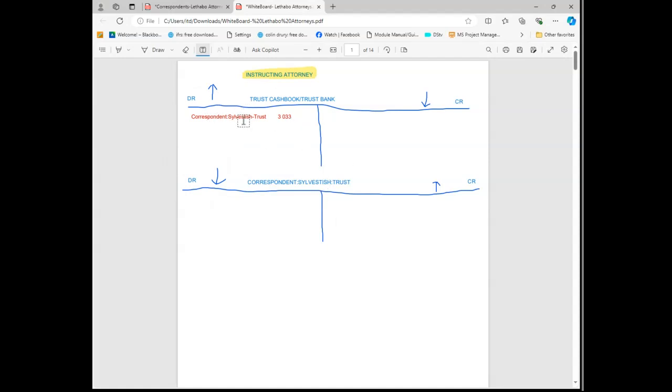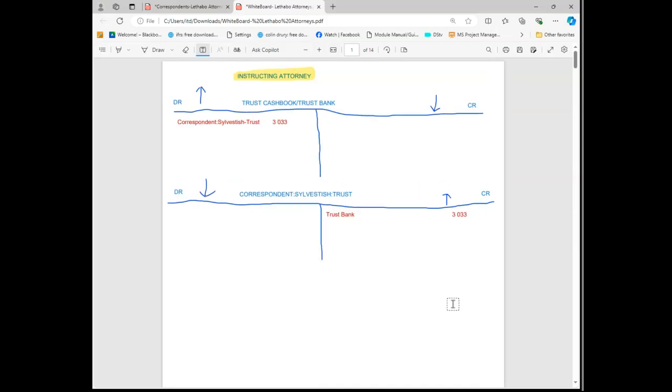At the same time, you go to the opposite side. You just have to show that you got the money there, and that money is in the trust bank or trust cash book. And then you can just write 3,033. Easy, as you can see. It's now very easy. It is very important for you to understand what is going on, so make sure that you understand. Receiving is the same procedure, but make sure that you receive between the trust bank and the correspondent, because you can make a mistake.